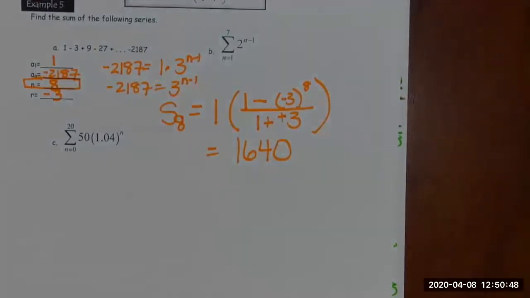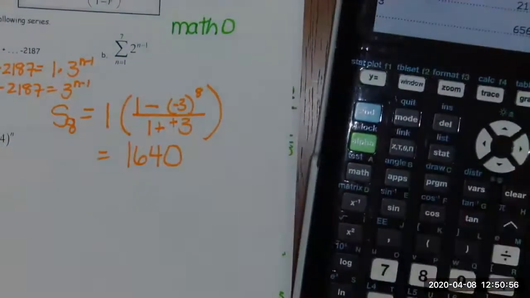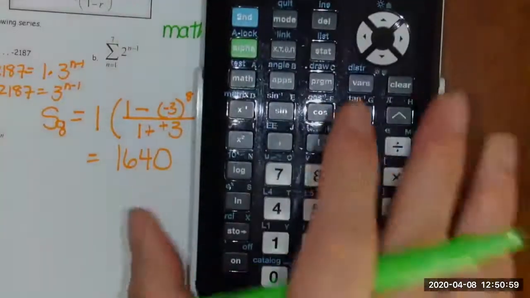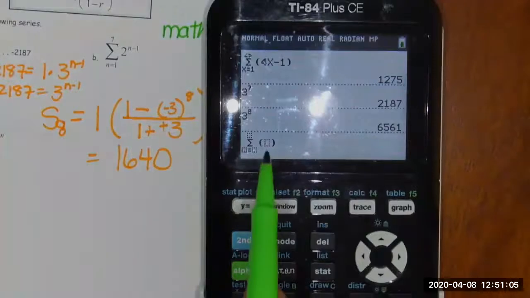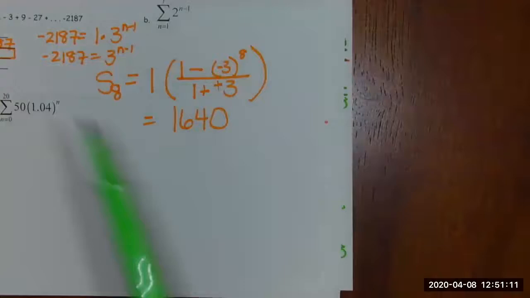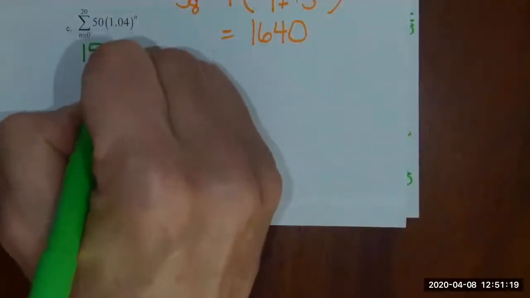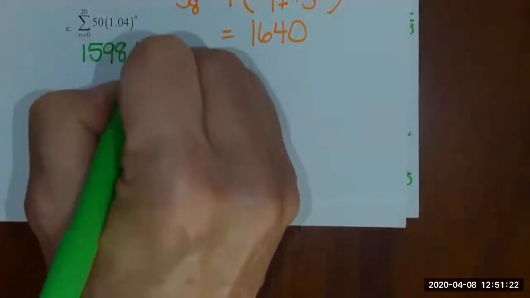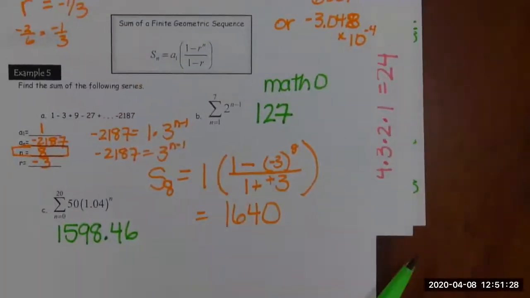Of course, this one and this one, you know how to do those. We recognize them as a math 0. Math 0, again, remember that is, let me get my calculator. That's math and 0. And then it pulls up the form for you, and all you have to do is type it in. So pause the video for a second and type these two in and make sure that you can get those. That one's 127, and this one is 1598.46. Just pause and make sure that you're okay getting those summation symbols into your calculator.